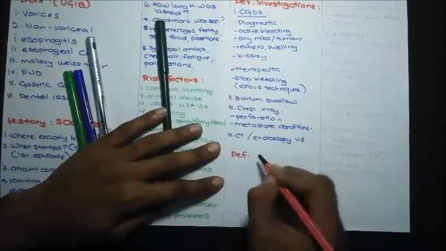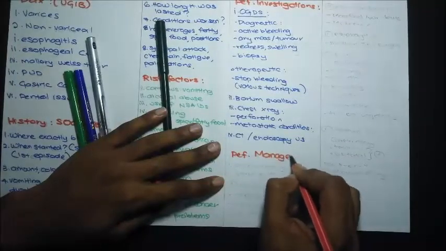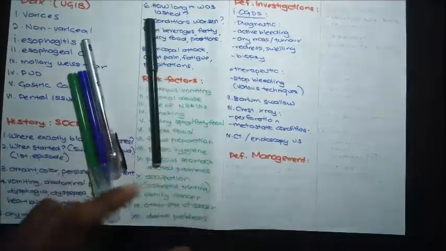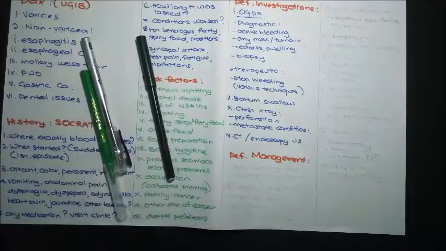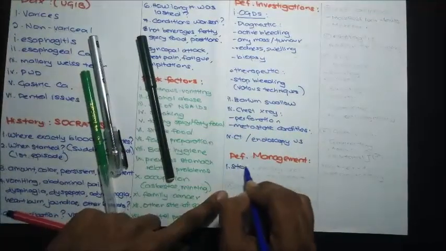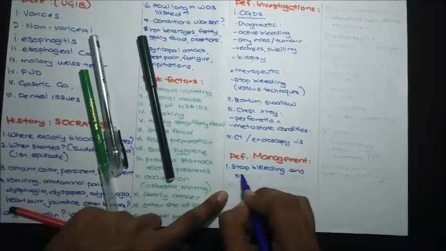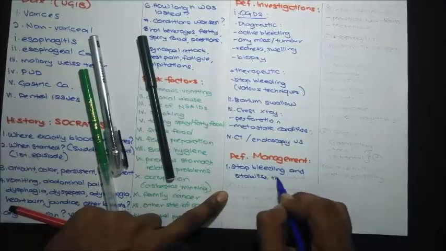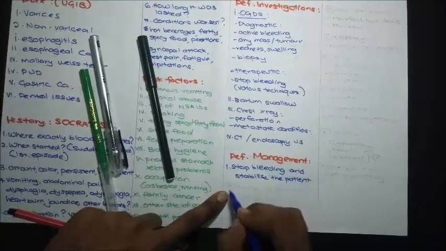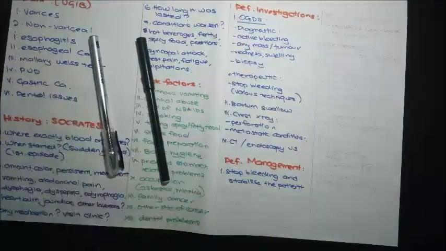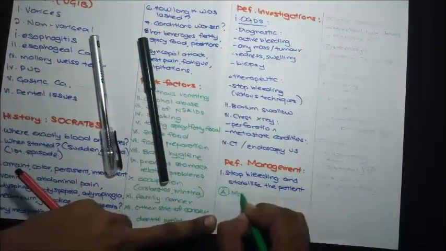Next, we're going to discuss the definitive management for each pathology. Once we know the history and physical examination, and we are done with the investigation, we are closer to the diagnosis. What could be the reason for this patient having hematemesis? So I have divided the management part for each pathology, which is very brief.